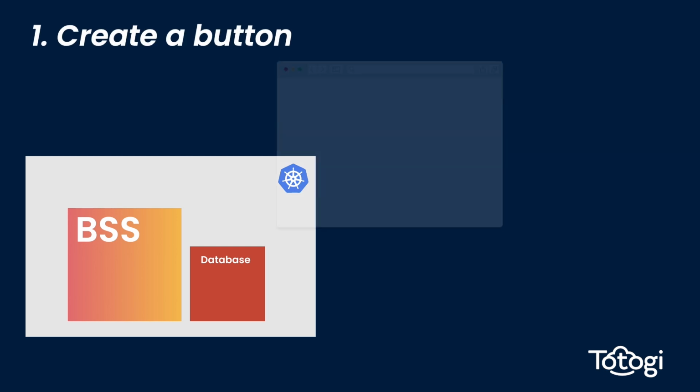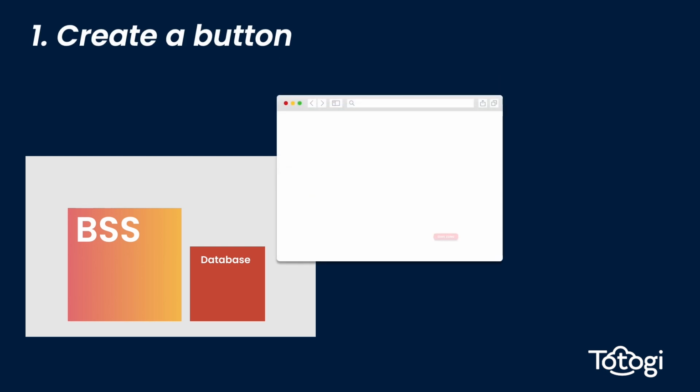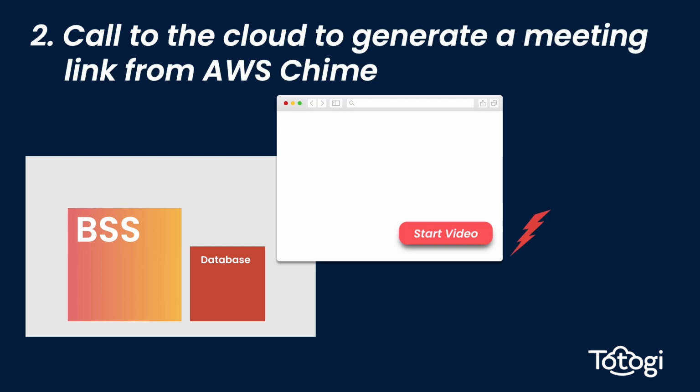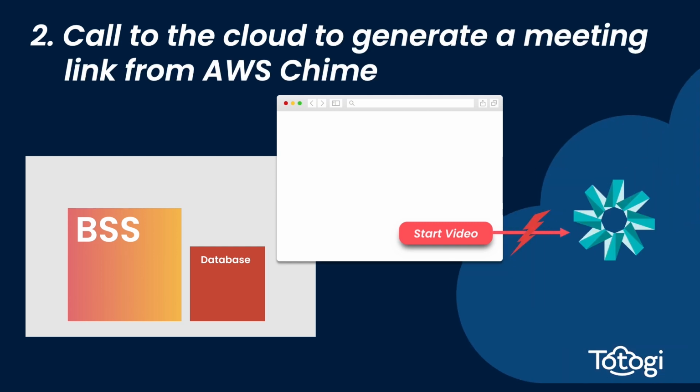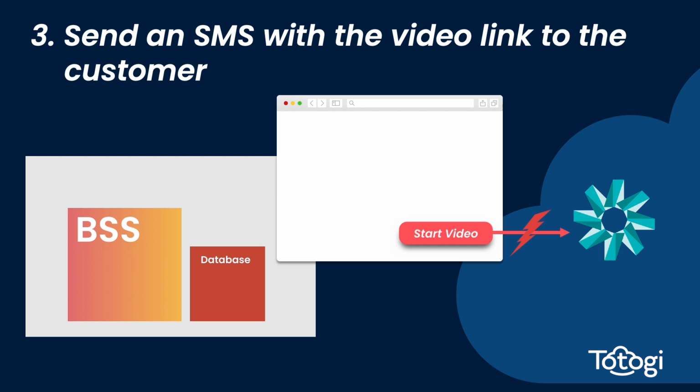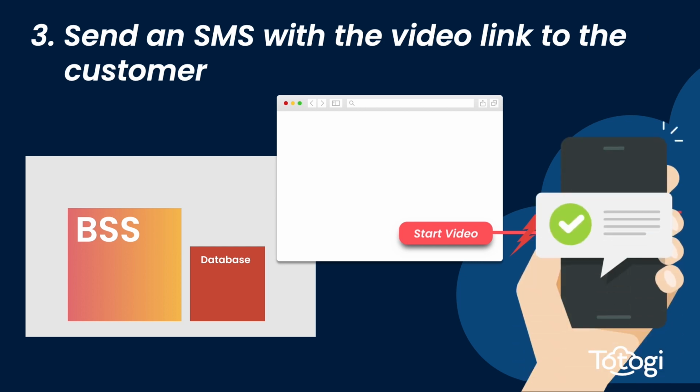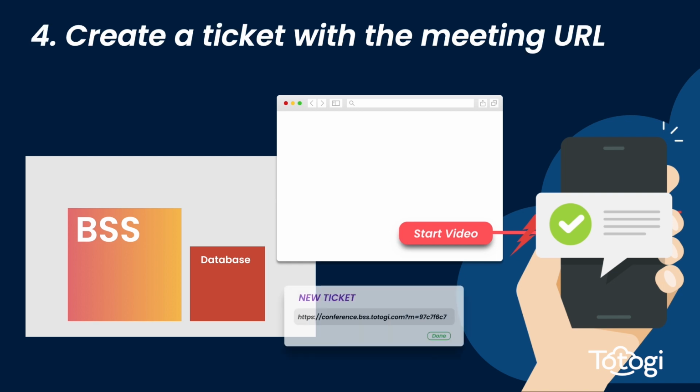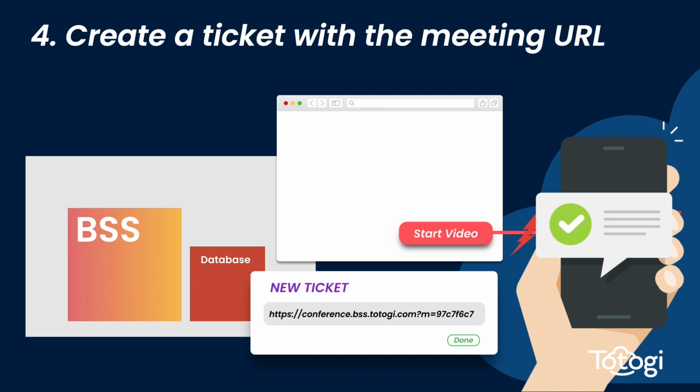First, I need to add a button to the CRM screen so that when that button is pressed, it will generate a meeting link from AWS Chime. From there, it will do step 3, which is to send the meeting link to the customer via SMS. In this case, we'll be sending it to DR. And fourth, we need to create a ticket to log the meeting.